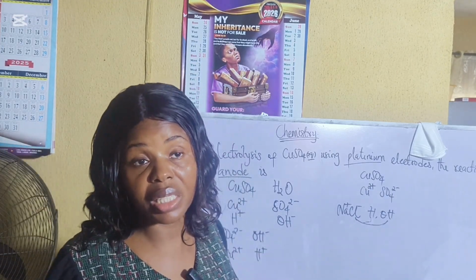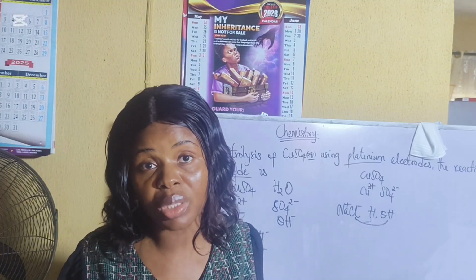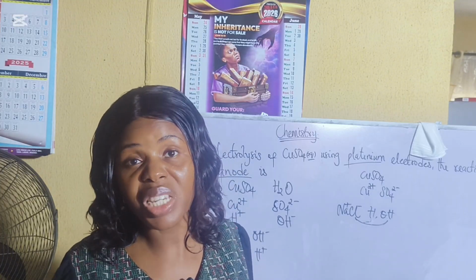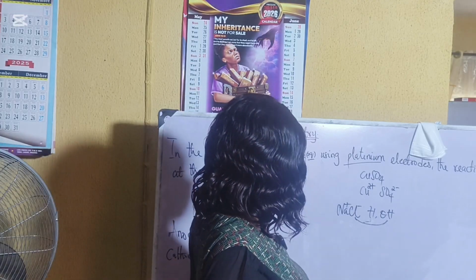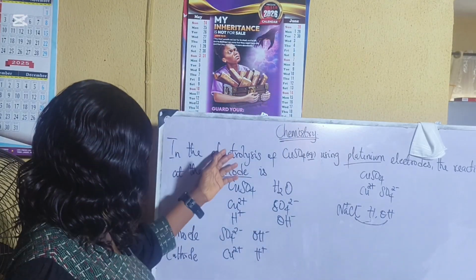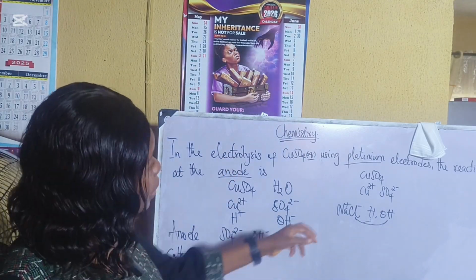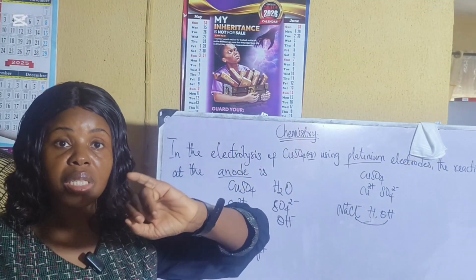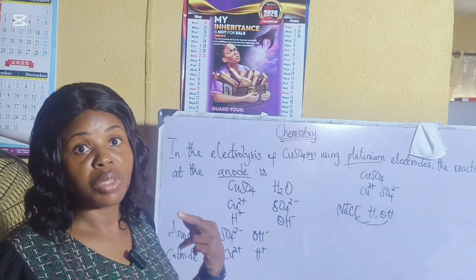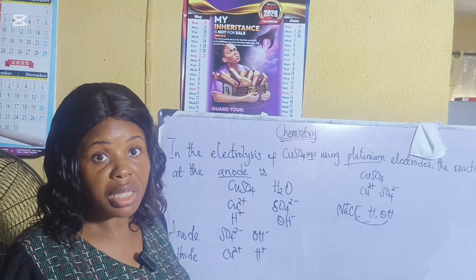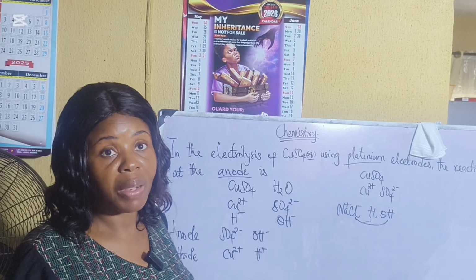Remember, the essence of this channel is to help you to solve very difficult questions using very simple, easy, fast, and accurate steps. So I'm saying here that if I'm given a problem, you have to watch out for the concentration, watch out for the position, and watch out for the nature of the electrode. These three things are very, very vital.